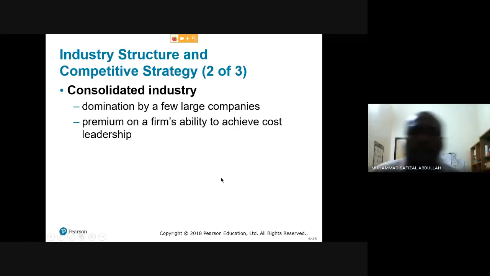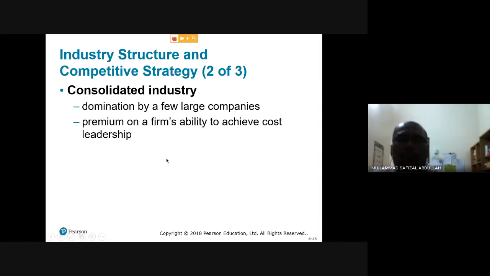A consolidated industry is an industry where there are not so many players, not so many firms, but a few large companies dominate the industry. Example of a consolidated industry, I can say that nowadays maybe the telecommunication industry. So far we have the big four, I think Celcom, Maxis, DiGi, U Mobile. These are the consolidated industry. There are not many smaller companies. But I think there are also some smaller companies like X and so on. But basically, a consolidated industry is an industry that is dominated by a few large companies, and they place a premium on firms' ability to achieve cost leadership.